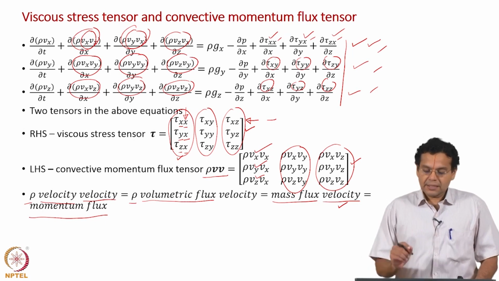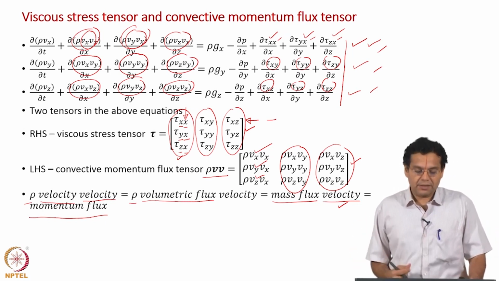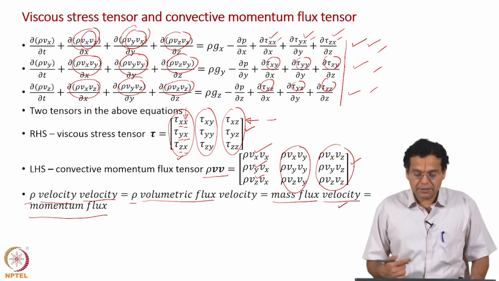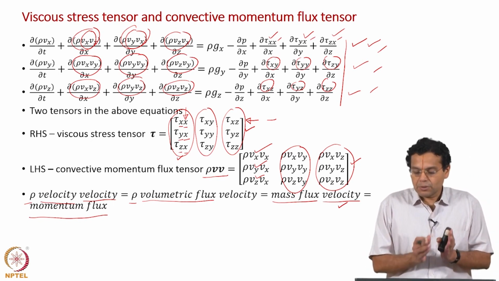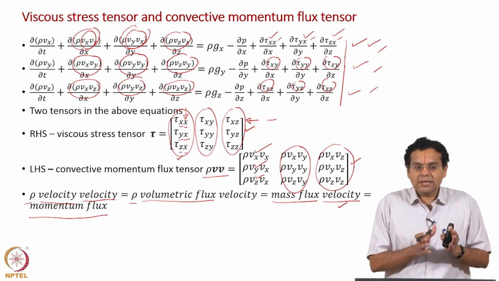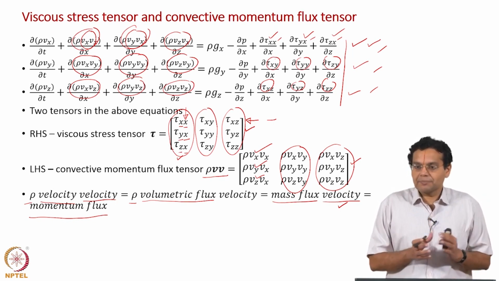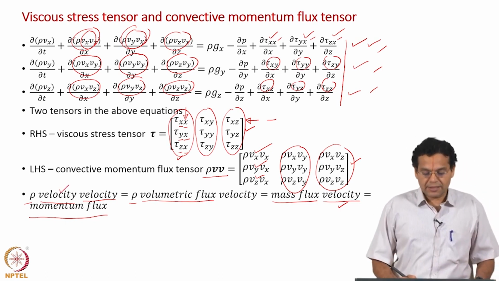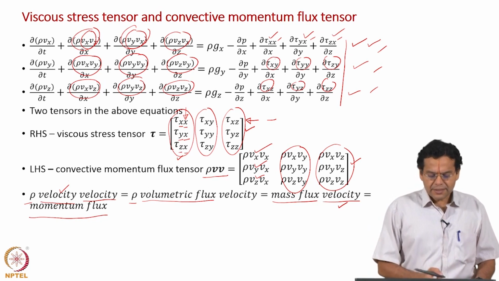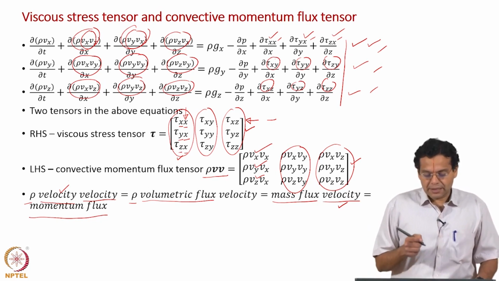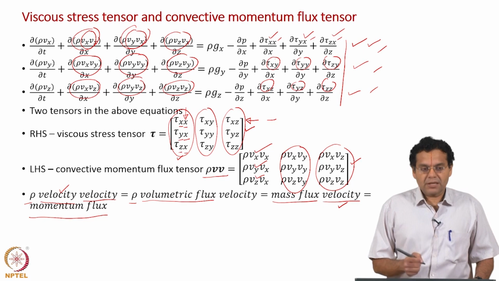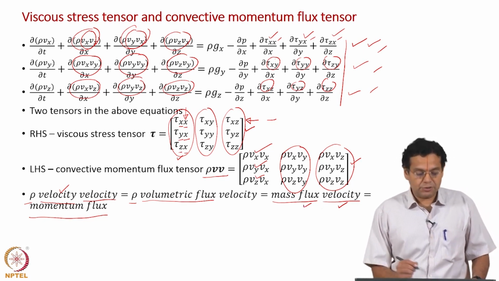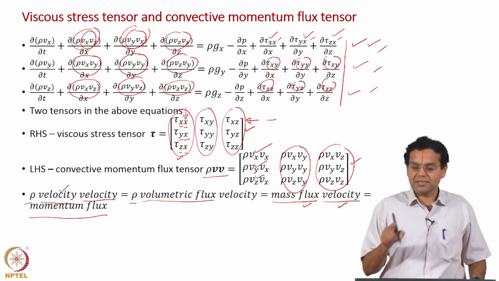I will repeat it: each term is rho into velocity. The first velocity we interpret as volumetric flux. Why do we interpret the first velocity so? Remember, rho into Vx is associated with the mass flow in a particular direction, that is why I interpret the first velocity as volumetric flux, not the second velocity. Multiplying rho with the first velocity, meaning volumetric flux, gives you mass flux, and multiplying by the second velocity gives you momentum flux along the second velocity direction.